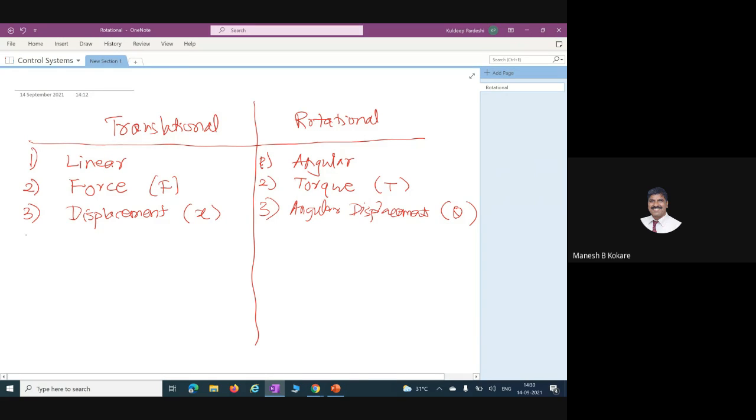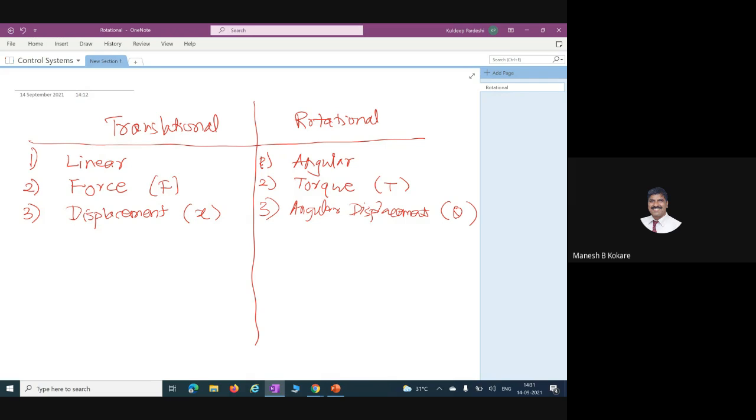Similarly, you know that in case of a translational mechanical system, there are three basic elements. One is mass, second one is the dashpot, and third one is the spring element. In the same way, in case of a rotational mechanical system, there are three basic elements. One is moment of inertia, another one is a rotational dashpot, and third one is a rotational spring.